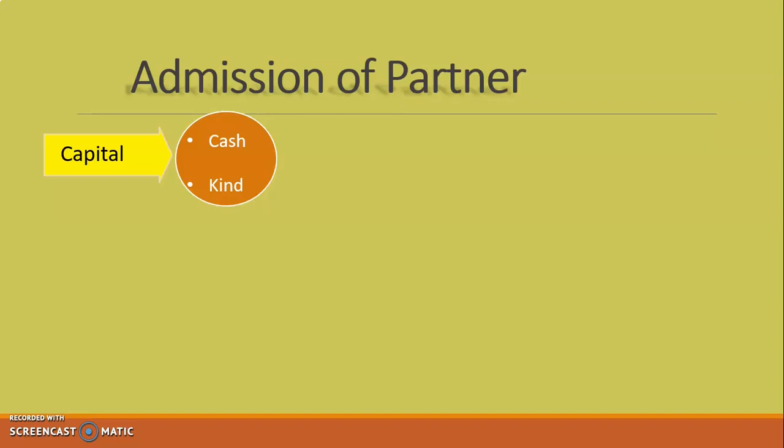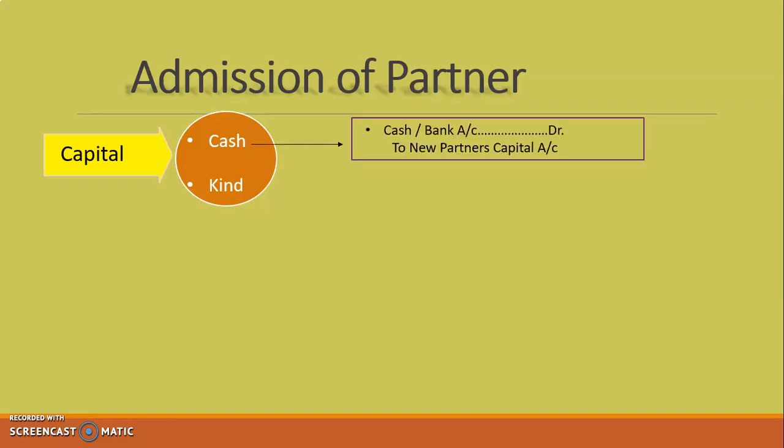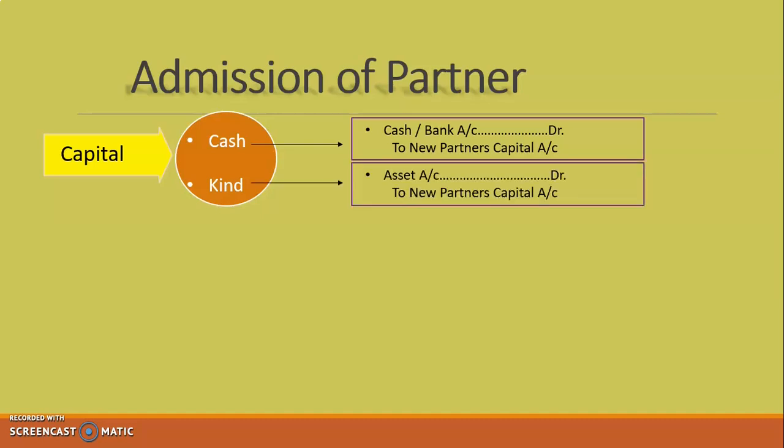If the partner brings the capital in cash, then we have to pass the following entry, that is cash or bank account debit to new partner's capital account. And if the partner brings in any asset other than cash as his capital, then we have to write asset account debit to new partner's capital account.